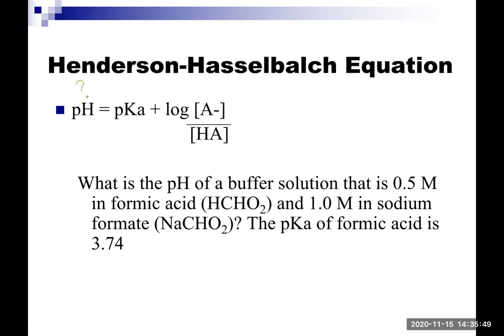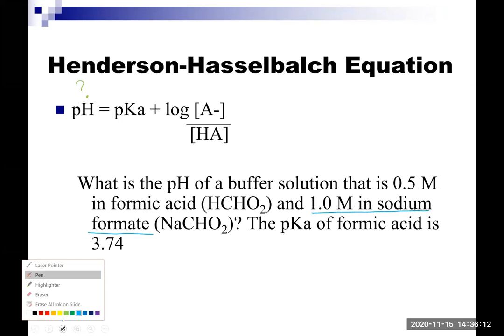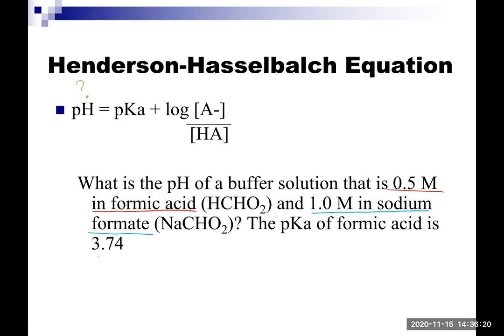And it asks, what is the pH of a buffer solution that is 0.5 molar formic acid? And so that is 0.5 representing our HA, and 1.0 molar in sodium formate. And so this is our base. 0.5 molar is our acid. And then we have 3.74, which is our pKa. So we just start plugging things in to this equation, and then we can solve.